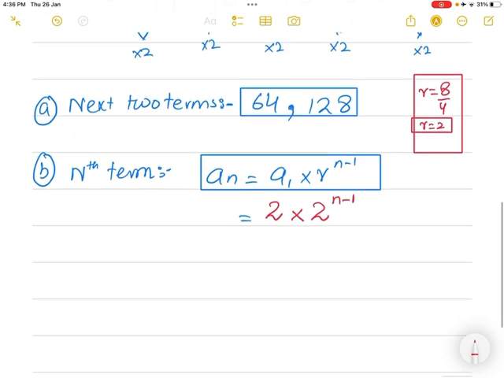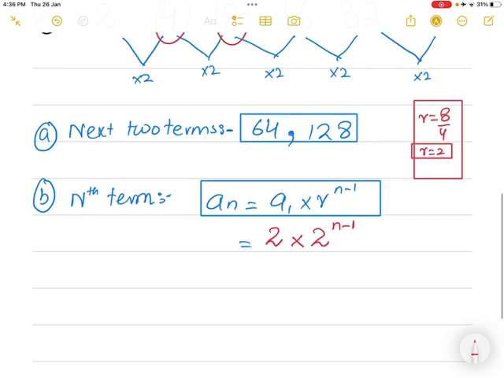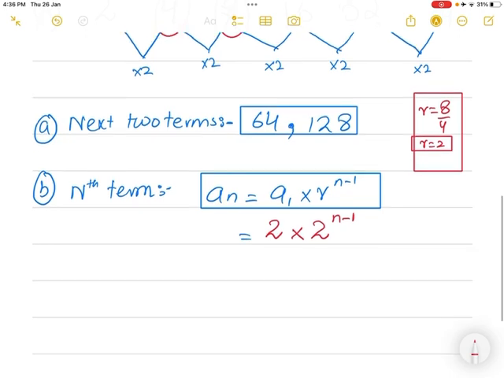We got the formula for this sequence, and with the help of indices we can also simplify it. We know that the first term is 2 with the power 1. So when the bases are the same, we add the powers. So 1 plus n minus 1. You can see that I can cancel plus 1 with minus 1. So it is 2 power n.